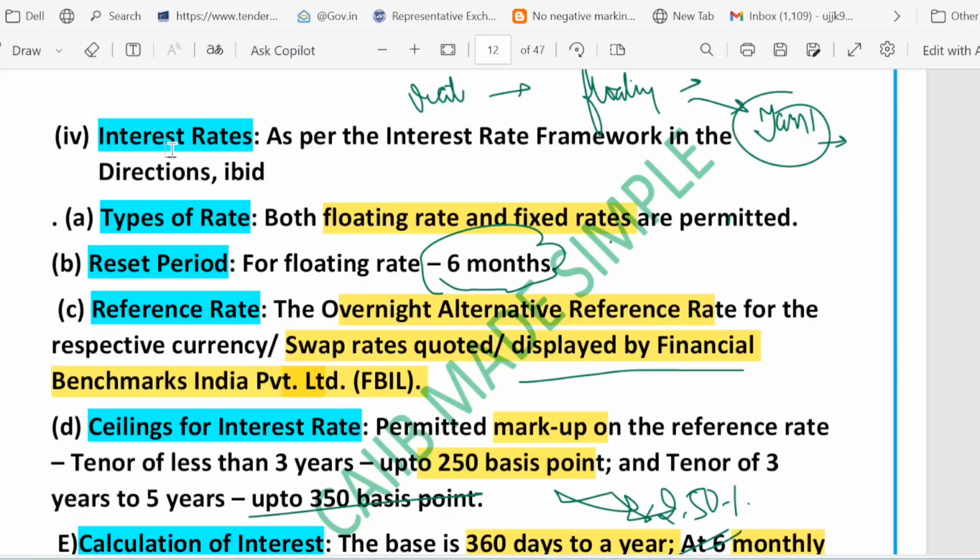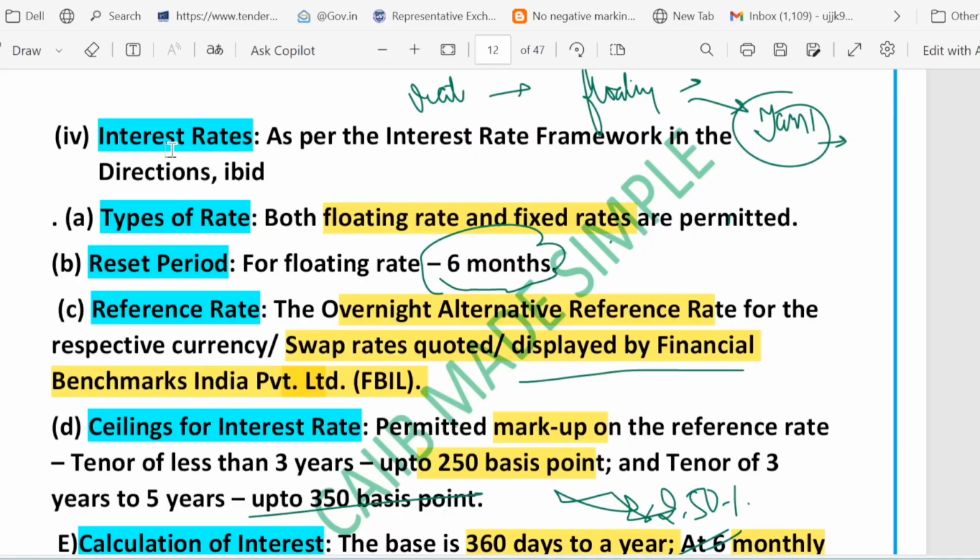Reference rate is what you know. Use the overnight alternative reference rate or the FBIL swap rate. Markup ceiling, I told you: if it is less than 3 years, then up to 250 BPS. If it is 3 to 5 years, then it is 350 BPS. So reference rate plus 250 BPS. That is how the markup ceiling is decided.